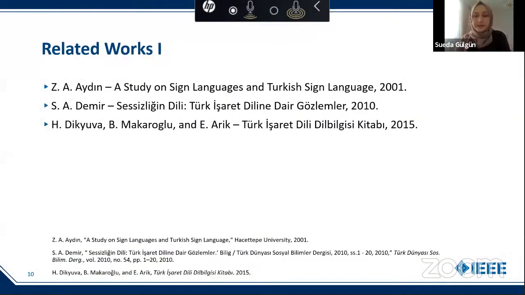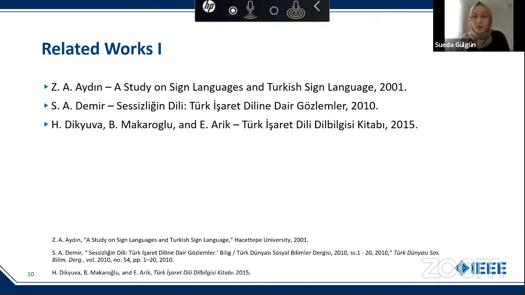Aydın proves that TID is a language in the real sense. With the corpus, she created her field studies and examination of its linguistic features. In addition, it has an important place. It is the first study in this field. And Demir, in her study in which she shared her observations on TID, stated that TID has grammatical units and expression tools from its specific grammatical structure. And by examining the scope of these studies, a grammar book of TID was prepared by Dikyuva and others.